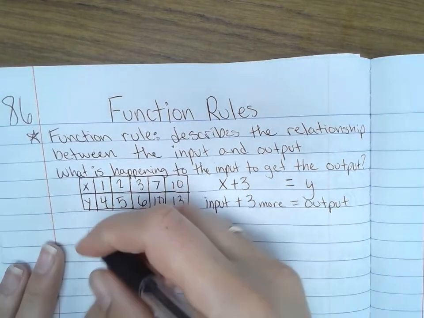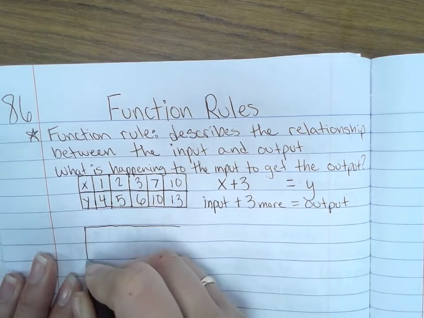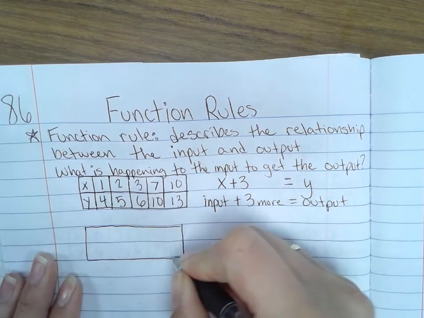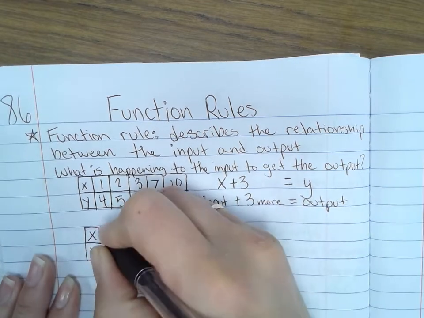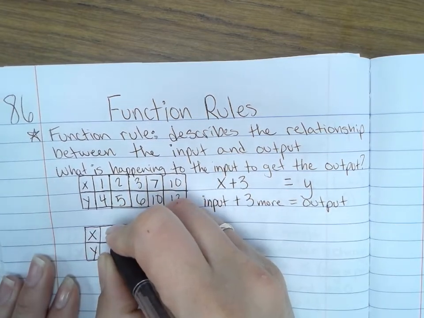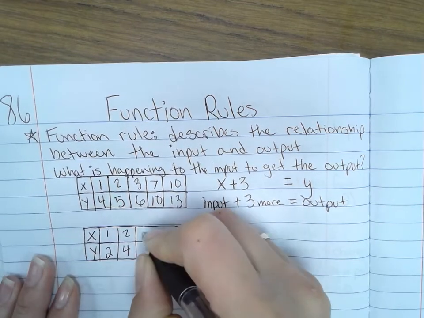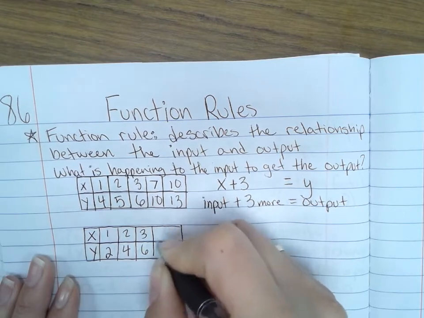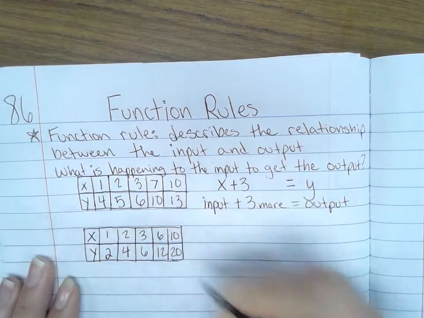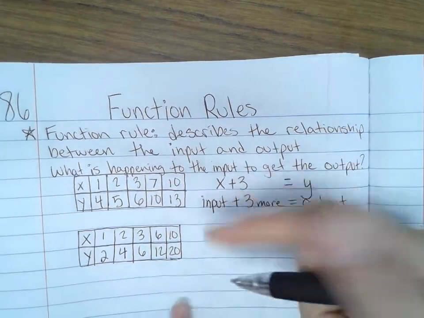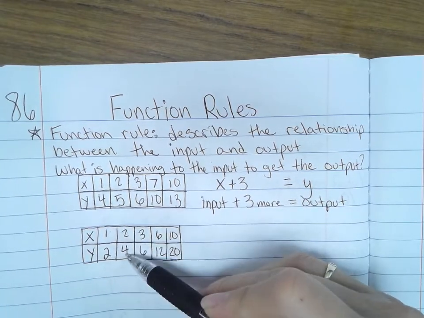Alright, let's try another one. Okay, we're going to do x and y again. Let's do 1, 2. 2, 4, 3, 6. Let's get to 6, 6, 12, and 10, 20. So if we look at this one, what's happening to the input to get the output? Well, if I add here, that would be adding 1. This adds 2. This adds 3.